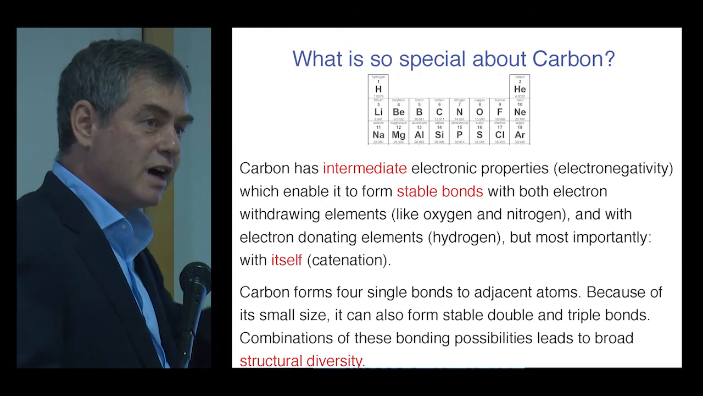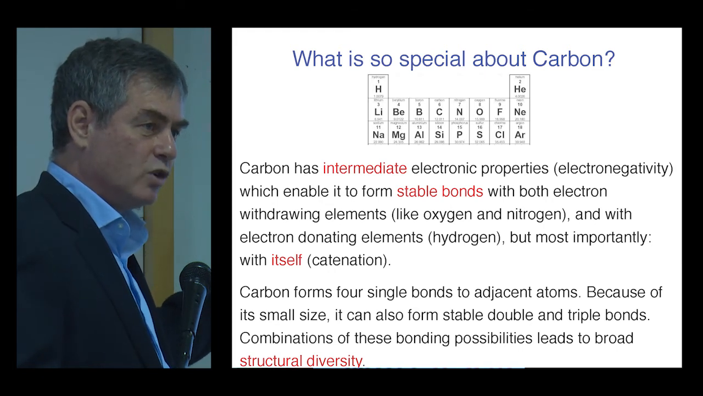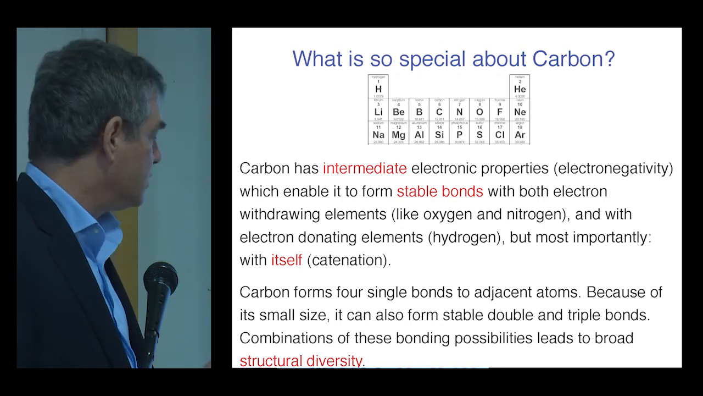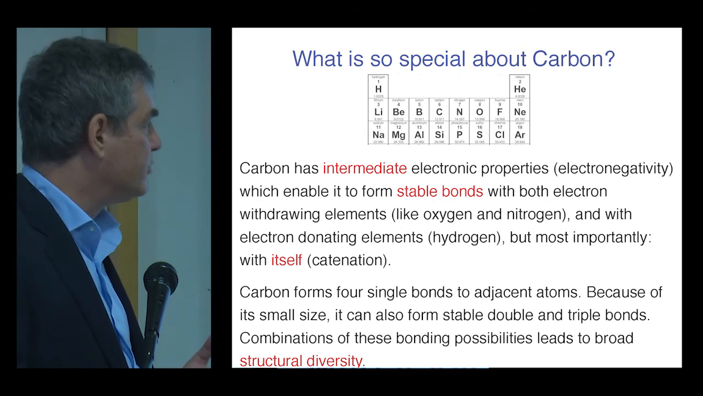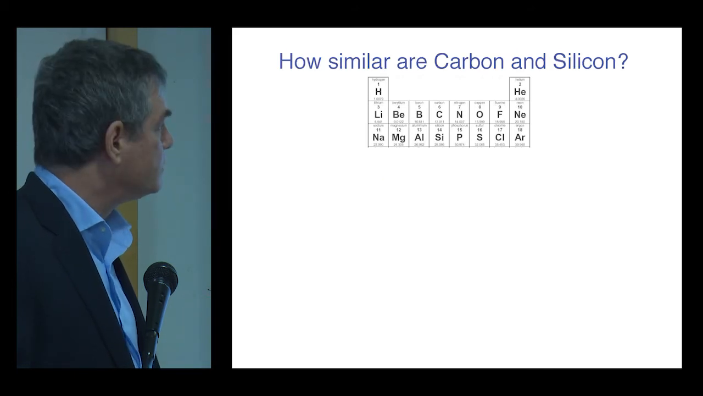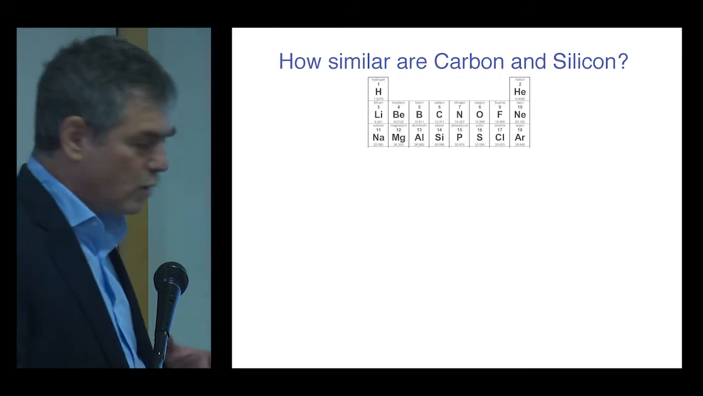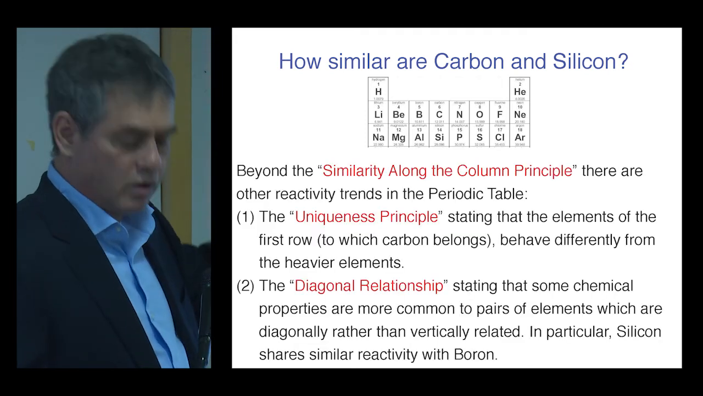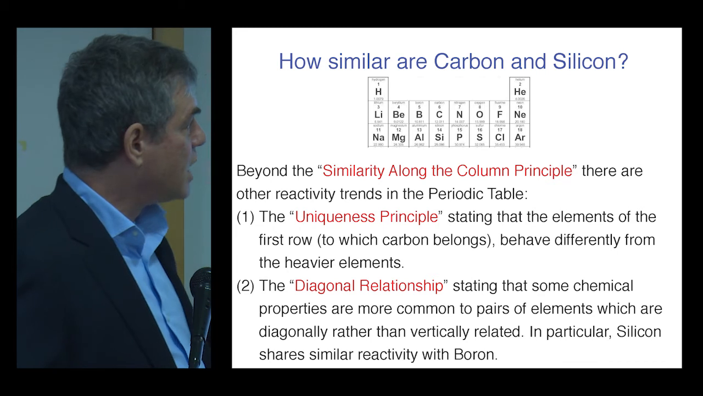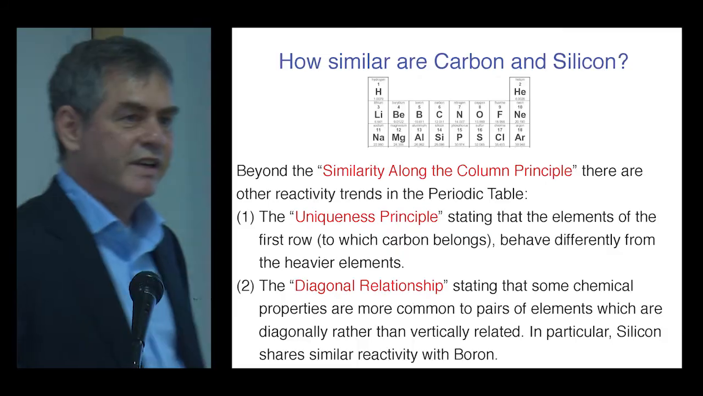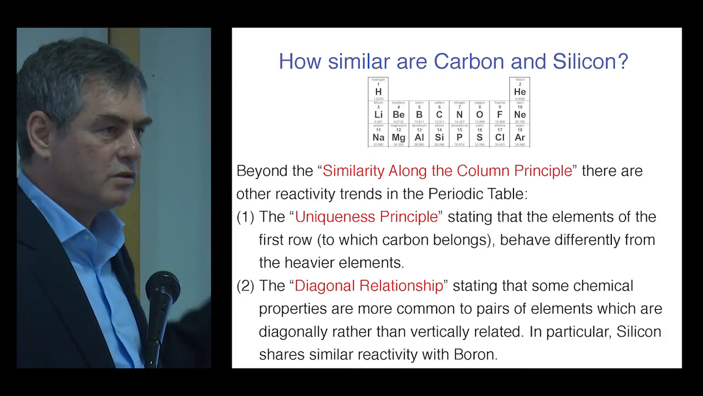So these carbon-carbon bonds that you've seen on my earlier slides are possible for carbon, but not so much for silicon. So how similar are carbon and silicon? One of the principles in the periodic table is similarity along a column. Since carbon and silicon belong to the same column, they're similar to each other. But there are other traits in the periodic table which are not so apparent.